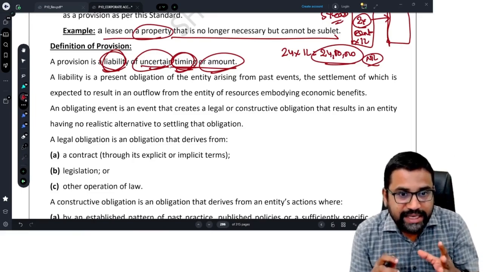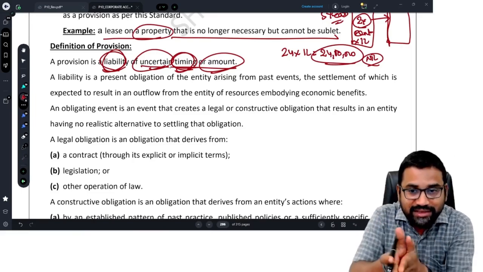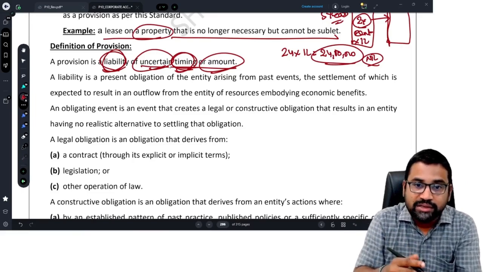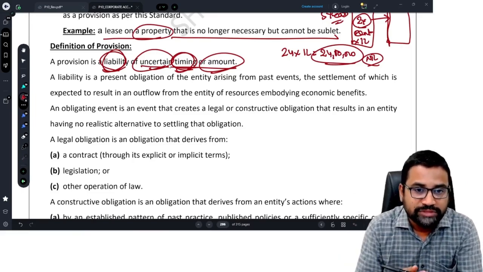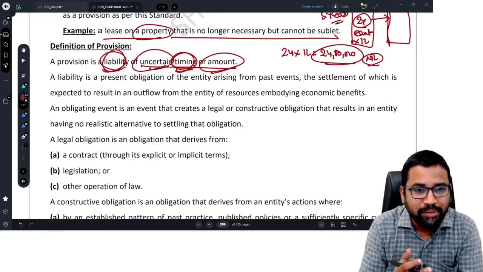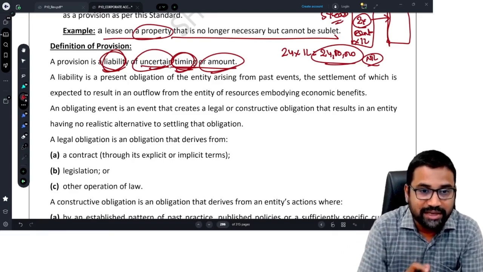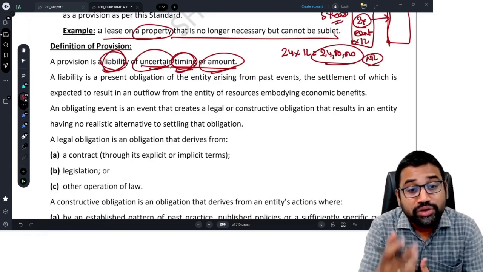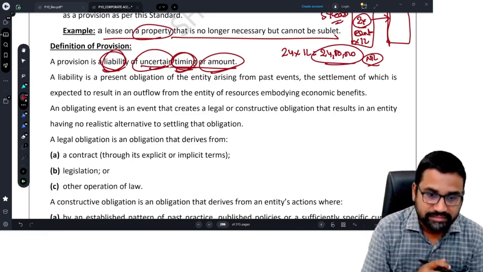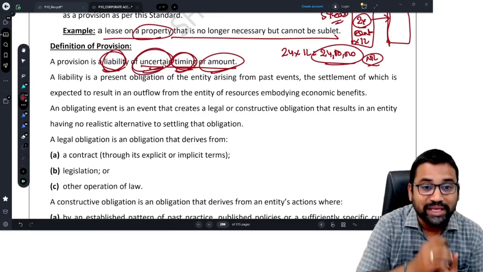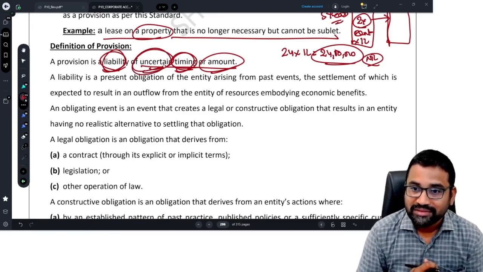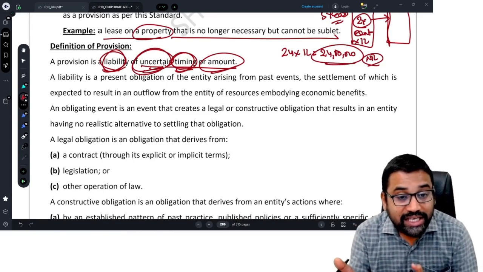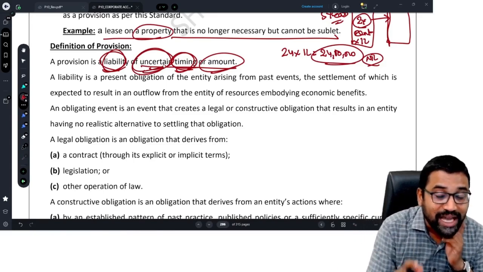So basically, what is provision? Provision is a liability, and liability means when you are going to pay. Sir, we are going to pay maybe after 2 years, or maybe next year. Maybe uncertain timing. Sir, how much are you going to pay? Sir, maybe 10 lakhs. The word "uncertain" is very important. So what is provision? Provision is a liability of uncertain timing and amount.